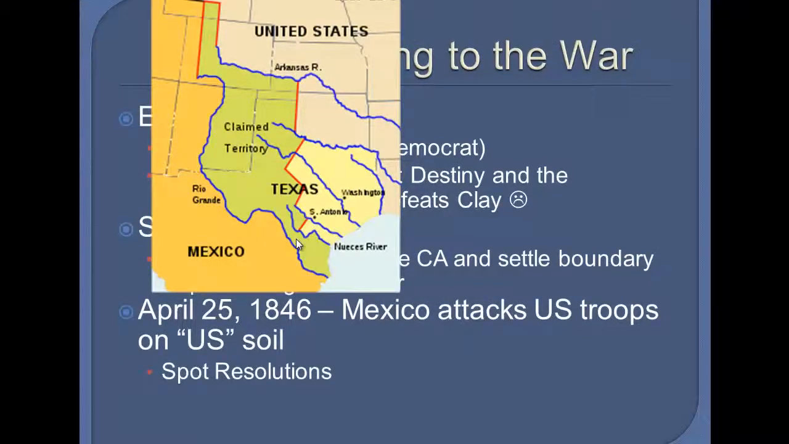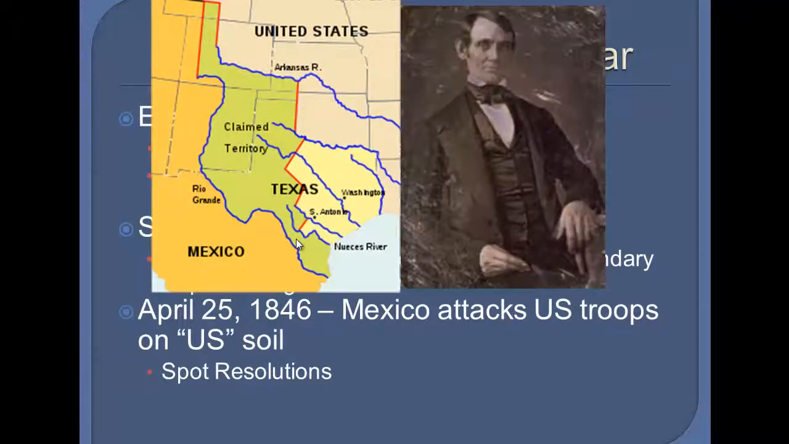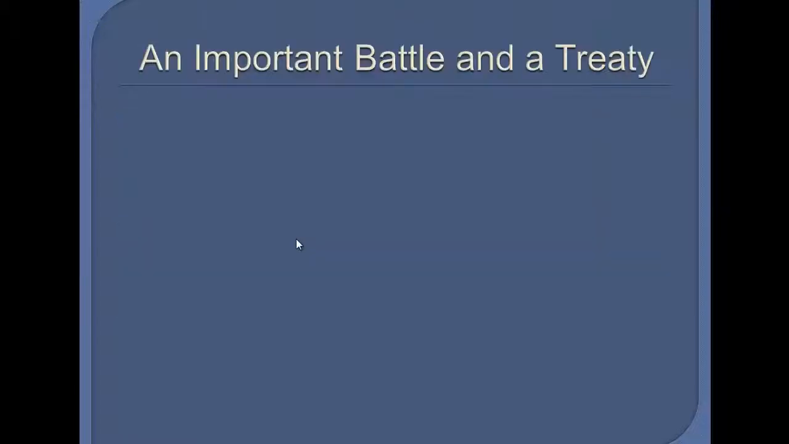This leads to some people in Congress to want to know the exact spot of where this attack was, and most notably was Abe Lincoln. He kind of made his name. He was a freshman member of the House of Representatives, and he wanted to know the exact location of where the war started.